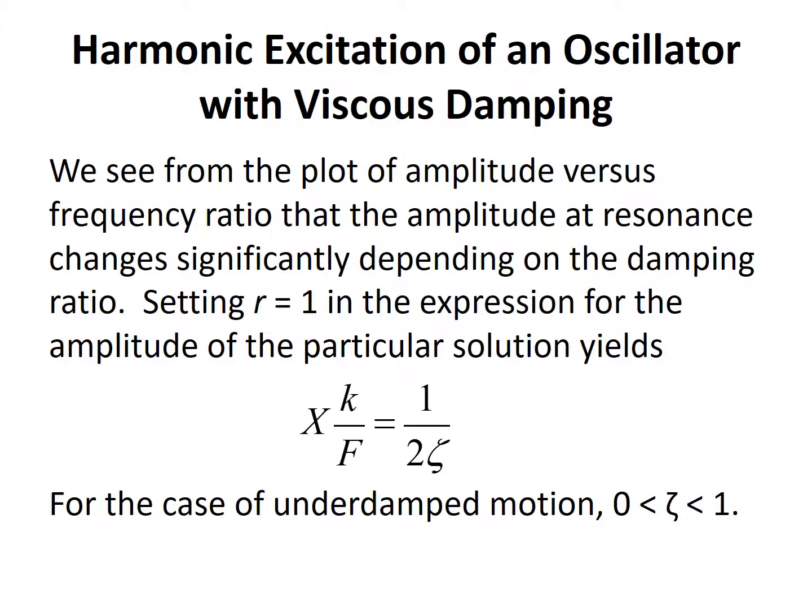This effect can be quantified by substituting R equals 1 into the equation for the amplitude X. The result clearly demonstrates that the amplitude at resonance is inversely proportional to the damping ratio zeta. As zeta is increased, the peak amplitude at resonance will be reduced, which is consistent with the result shown on the previous chart. Note that this result is only valid for the case of underdamped motion, when zeta is greater than 0 and less than 1.